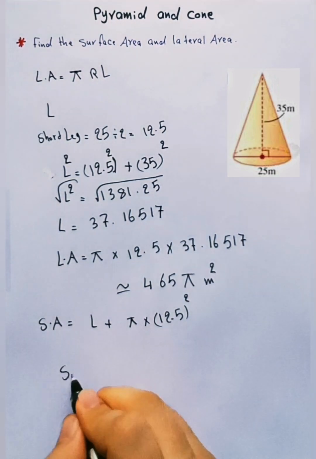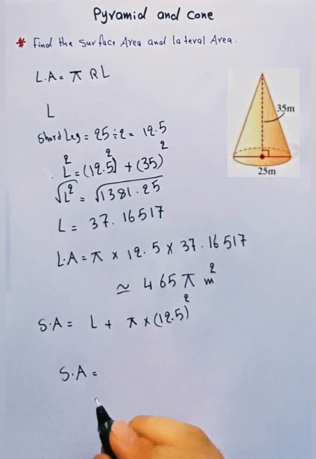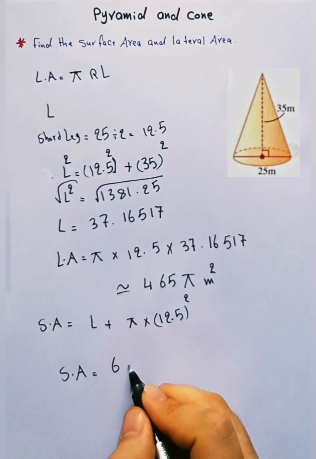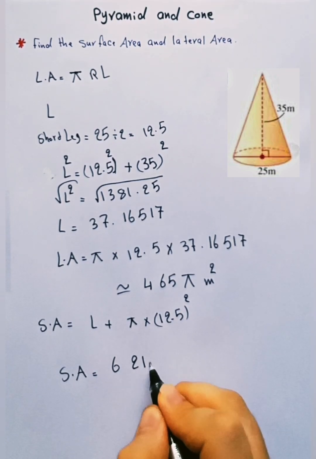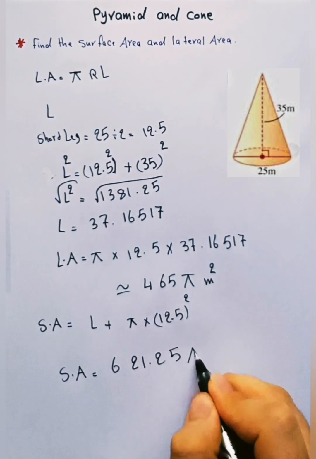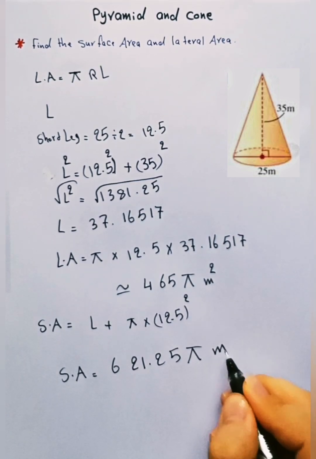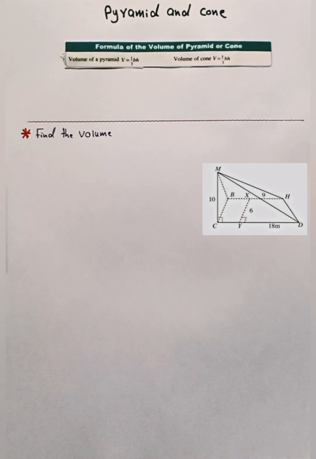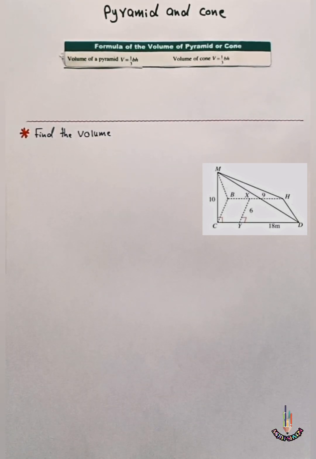So the sum of these two terms is equal to 621.25 pi meter square. In the second part of this lesson, I will teach you how to find the volume for a pyramid and cone.